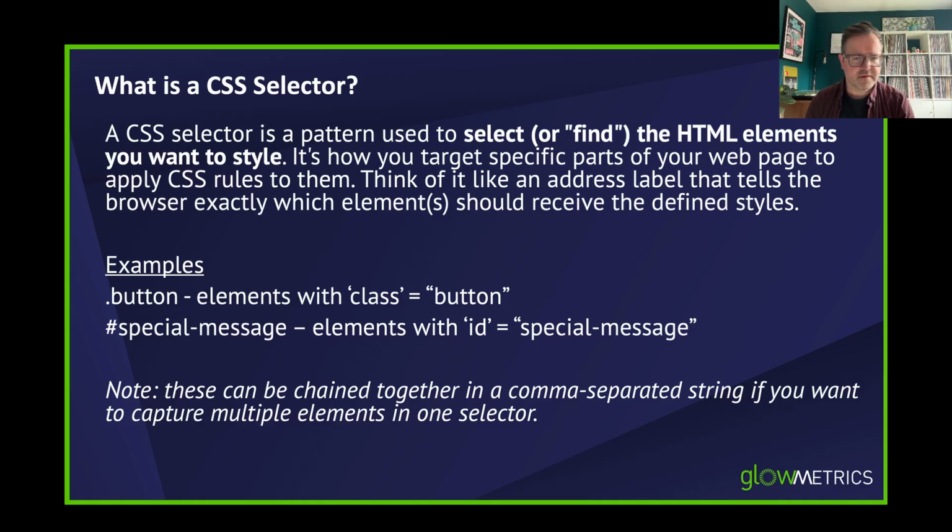So as I said before, the dot signifies a class. The hash symbol signifies an element with a specific ID. You can chain these together as well in a comma separated string. So say you want to capture multiple elements in one selector, you can do that. If you wanted to have all of the elements that have the class button and all of the elements that have the ID special message, you could write a selector that is dot button comma hash special message, and then that would capture all of the elements that fall under one or the other of those different examples there.